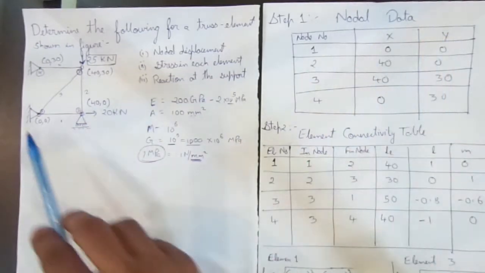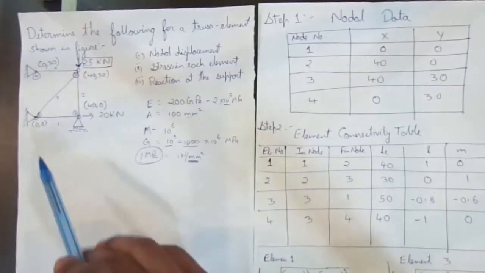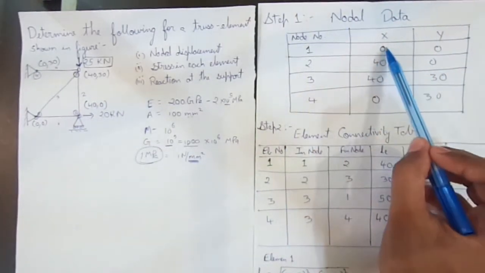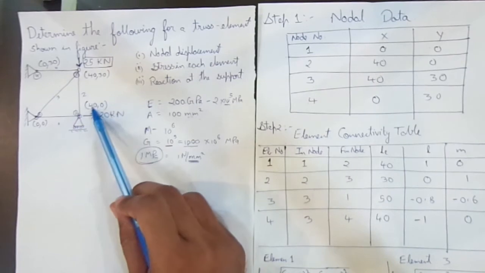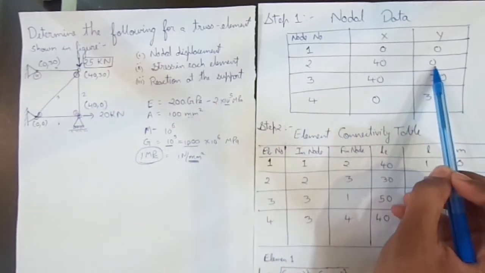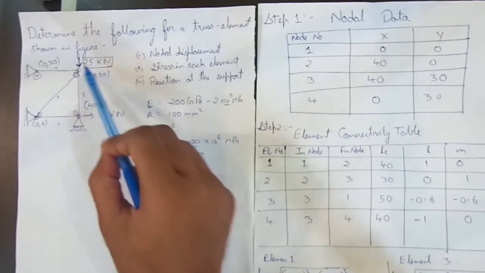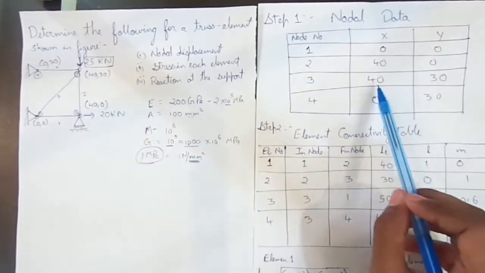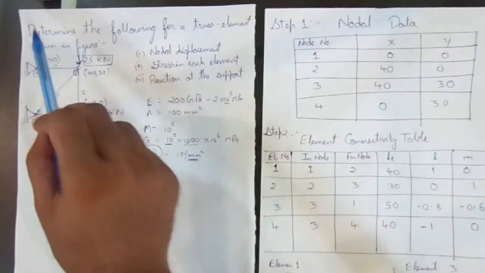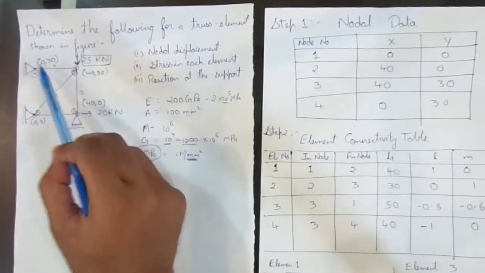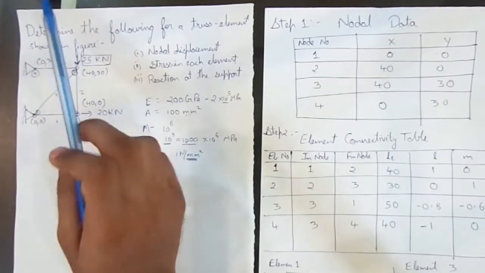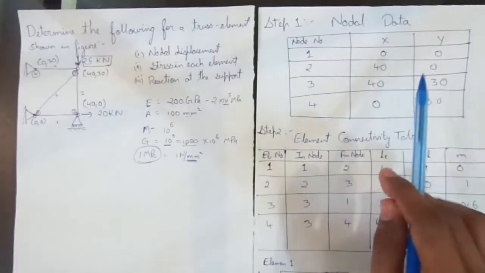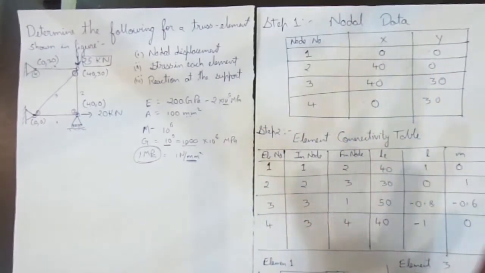So for first node, you see here, it is given 0, 0. So you have to write as it is. You don't have to do any calculation. 0, 0. So for second node, x is 40, y is 0. For third node, x is 40, y is 30. And for the fourth node, x is 0, y is 30. So this is how the nodal data table is filled. So first step is easy. You have done it. Now second step.